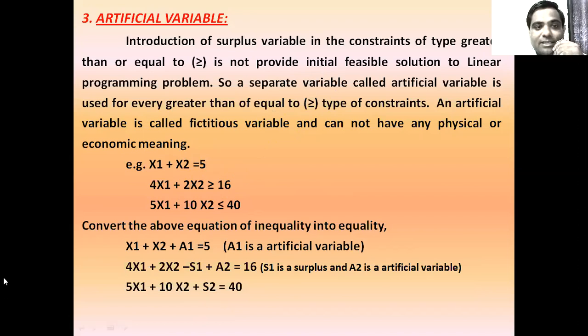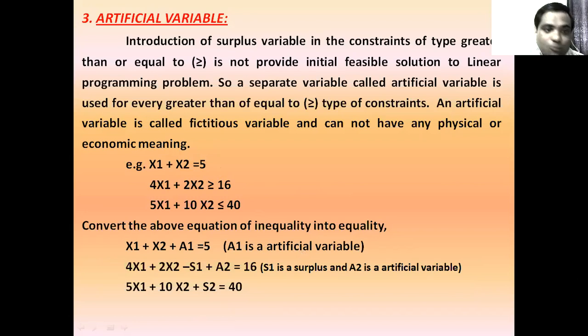So in the first case, x1 plus x2 is equal to 5. That does not mean we convert these inequalities into equality, but if we convert this inequality into equality, we still have to use the artificial variable. So we get a new constraint equation, that is x1 plus x2 plus a1 is equal to 5. In this case, a1 is an artificial variable.